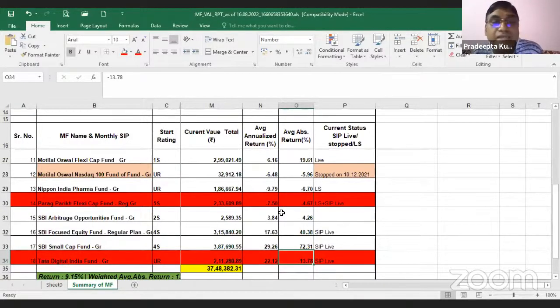My question is, when I approach that advisor to stop these negative funds, what is he suggesting? He is suggesting that you should continue, because you are just purchasing the units at a low NAV.